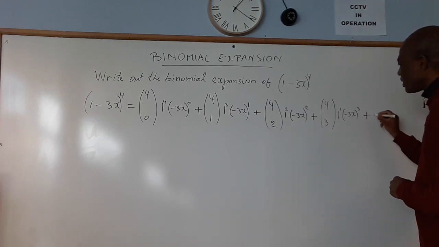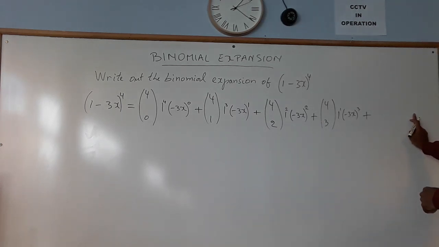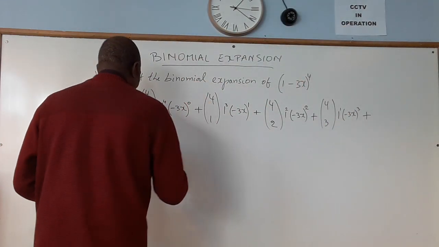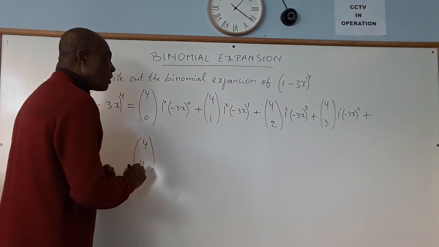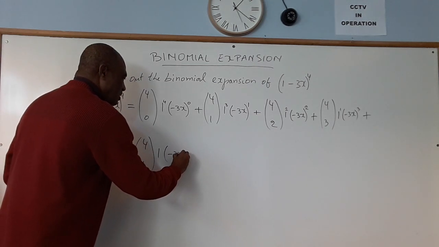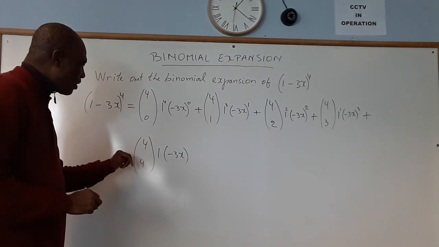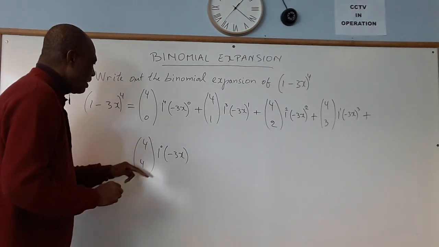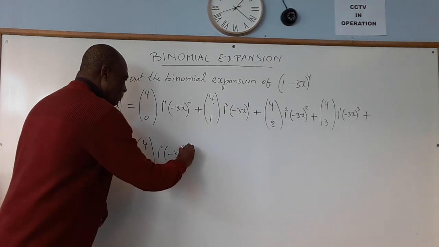The very last term is what? The very last term, I'm going to write it here, will be 4C4 multiplied by 1 multiplied by (-3x). And now we need to put a power for 1. The power for 1 will be 4 take away 4, which is 0. And the power of -3x will be the 4 that we see here.